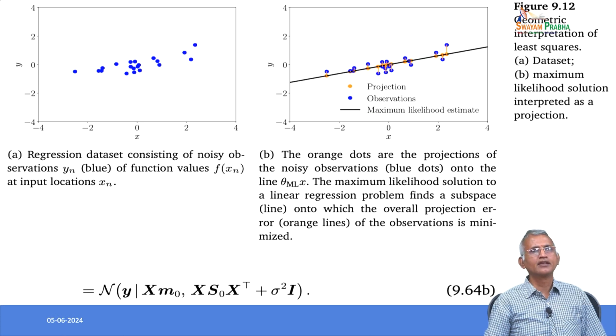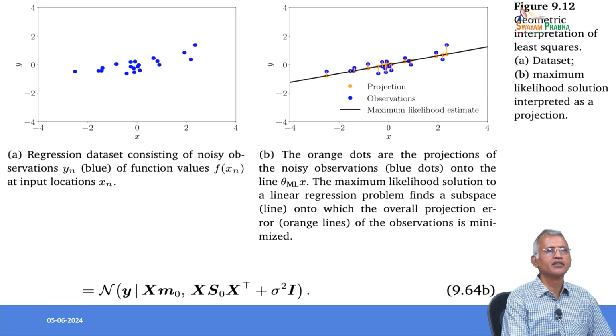And this figure shows a geometric interpretation of least squares. The first one represents the noisy observation yn, the blue dots represent the function, and the corresponding f of xn is the output at the location of xn, using the data set. And in picture B, the maximum likelihood solution is interpreted as a projection. Here the orange dots are the projections of the noisy observations and the blue dots onto the line theta ML x, and the maximum likelihood solution to the linear regression problem finds the subspace onto which the overall projection error, the orange lines, of the observations is minimized.